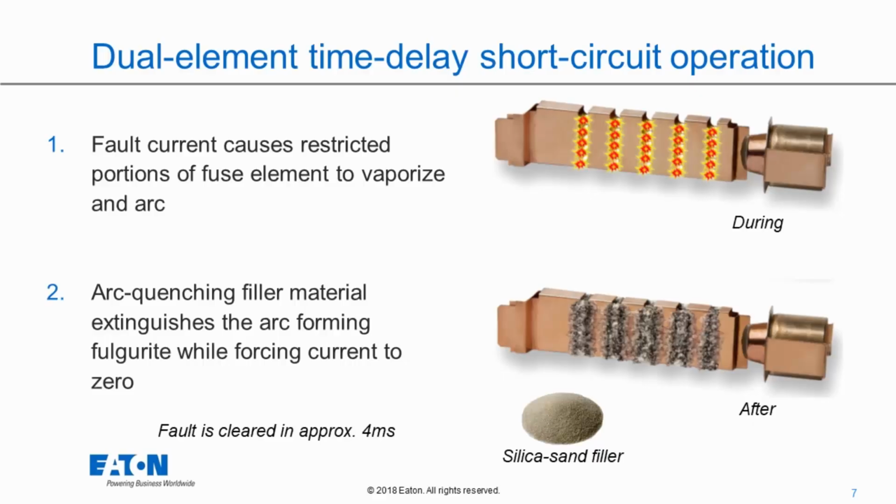If you've ever heard of fulgurite, it's the same thing that happens when lightning hits the ground and forms a glassy substance out in the desert. That's pretty much what's going on inside of here. This arcing is so hot that it actually takes that silica sand filler and makes it into a glassy substance that will quench the arc and then open up the circuit, and it does it very, very, very quickly. So that's the general operation of a dual element fuse.